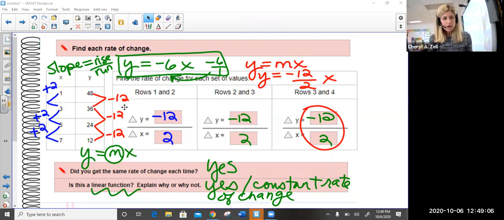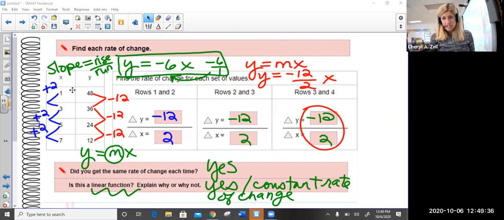So before you do your exit ticket, I want you to watch the 3 videos so that you have a better understanding of rate of change and the slope. We're going to dive deeper into slope tomorrow. You don't really need to know the slope as far as graphing it yet. We're going to do all of that tomorrow. So watch the 3 videos.